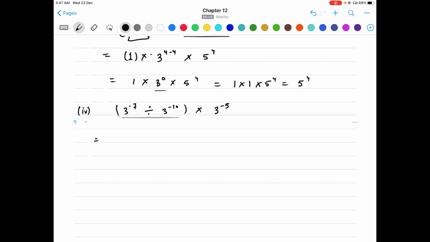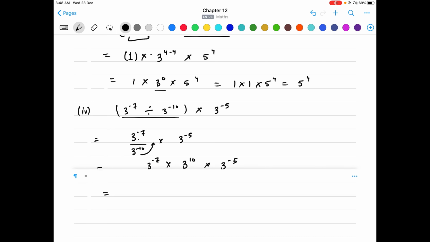First we are going to write this in the division form, that is we have 3 power minus 7 divided by 3 power minus 10 into 3 power minus 5. We have this 3 power minus 7 into, when we shift this to the upper side, it will be 3 power plus 10, its negative power will change to plus 10. And we have 3 power minus 5.